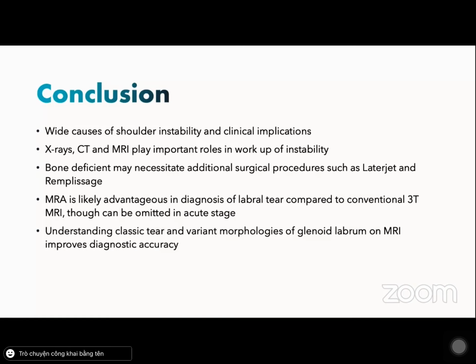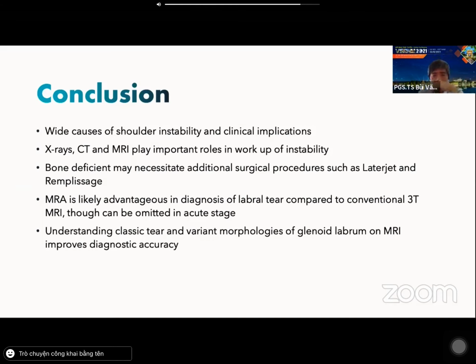We have come to the end of this presentation. At this point, I would like to summarize and highlight some key take-home messages. There are wide causes of shoulder instability with varied clinical complications. X-rays, CT, and MRI play key roles in the workup of shoulder instability. Bone deficiency may necessitate additional surgical procedures such as Latarjet and Laterjet-type procedures. 3T MRI is likely advantageous in the diagnosis of labral tear compared to conventional MRI, though it can be omitted in the acute post-dislocation phase. Understanding classical tear and variant morphologies of glenoid labrum on MRI improves diagnostic accuracy.